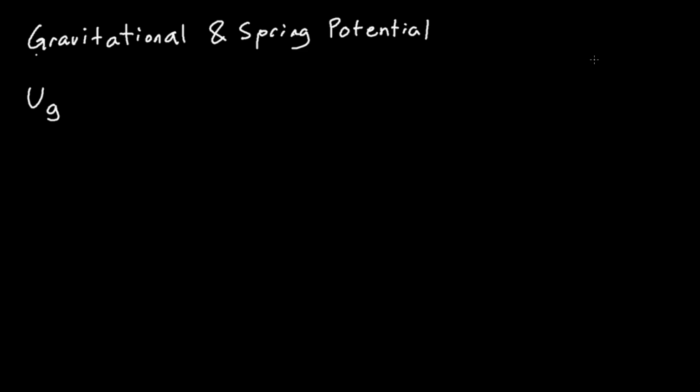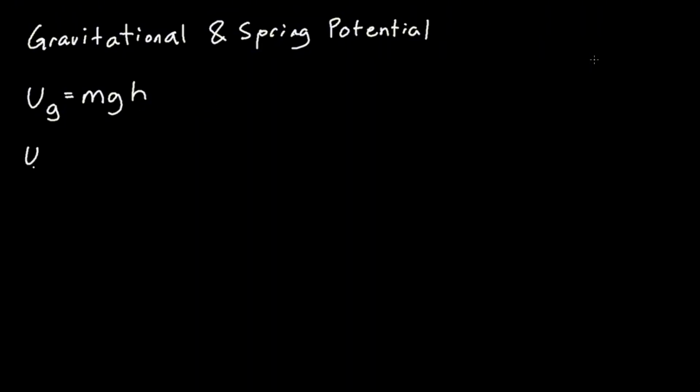U of G is just gravitational. You might see U of grav sometimes as well. Gravitational potential energy is calculated by the mass of your object times the gravity times the height it is from whatever you set relative to y equals 0. I'll show you what I mean by that in an example.